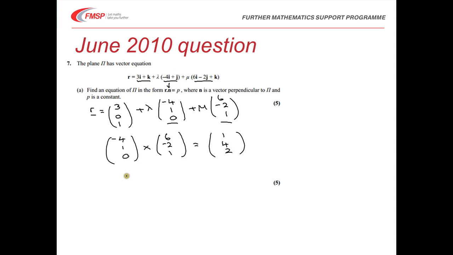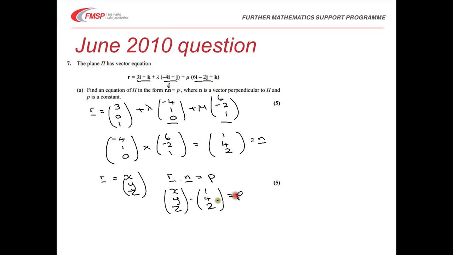So the general form then is going to be, well, r, which I'll write as x, y, z. Let's take r equal to x, y, z. So it's going to be r dot n equals a number p, and this is n. So we have x, y, z dot product 1, 4, 2 equals p. So this is x plus 4y plus 2z equals p, and this should be satisfied by every single point on the plane. Now 3, 0, 1 is on the plane if you imagine lambda and mu both being 0.